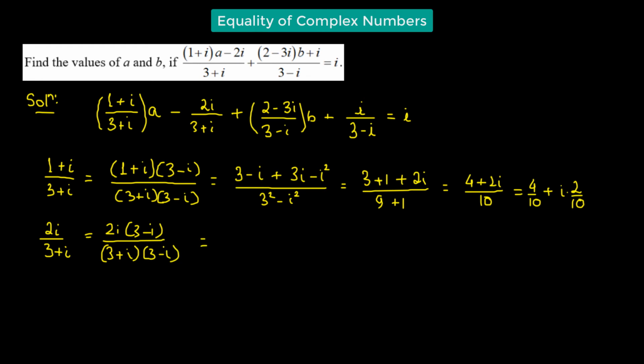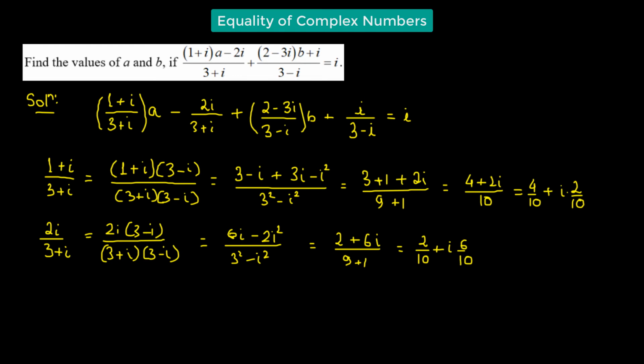So in the numerator we'll have twice i times 3 will be 6i, minus 2i times i will be 2i squared, divided by 3 squared minus i squared, which will be simply equal to negative 2 times i squared will be positive 2, plus 6i, divided by 3 squared minus i squared would be 9 plus 1. So finally we have 2 over 10 plus i times 6 over 10.